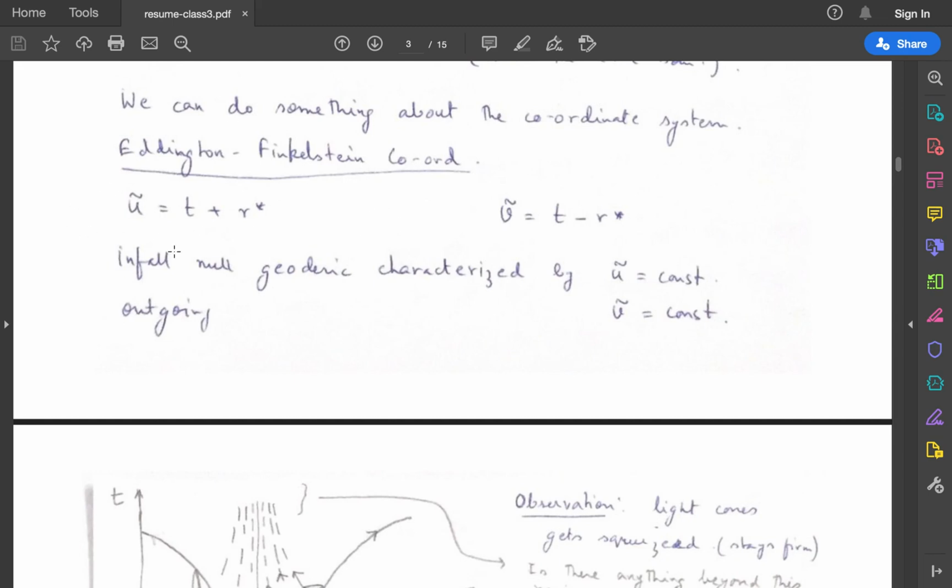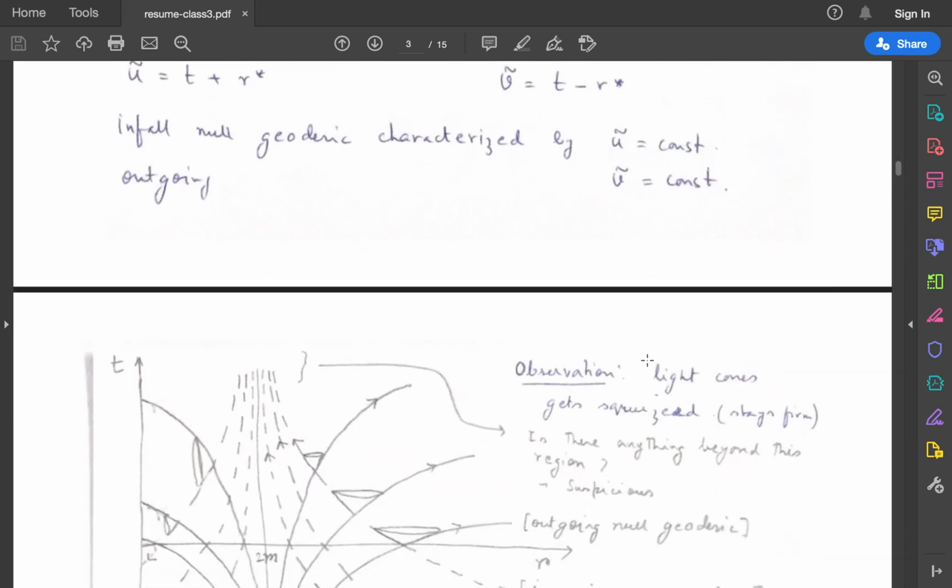We can have two types of transformation. We can define u tilde, which is t plus r star, where r star is defined above. Or else we can have v tilde, which is t minus r star. You can check that infalling null geodesics are characterized by u tilde equal to constant, and outgoing null geodesics are characterized by v tilde equal to constant.